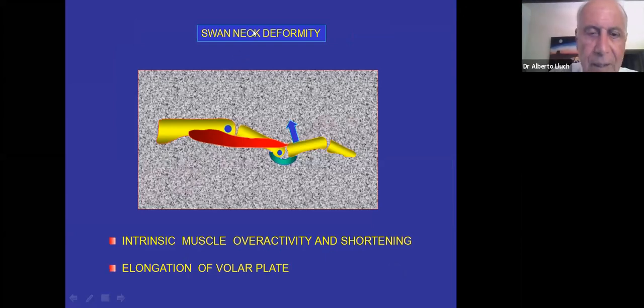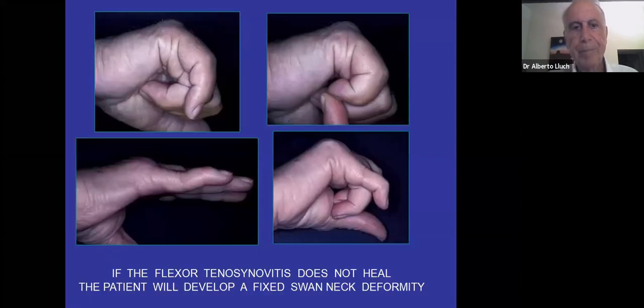So a swan neck deformity, in summary, is an intrinsic muscle overactivity, with time shortening, which flexes the MP joint and extends the PIP joint, and elongation of the volar plate. So both things had to occur at the same time. If one does not occur, you will never have a swan neck deformity, but you just need to have this, and all the other changes that we'll discuss for the treatment will be secondary changes.